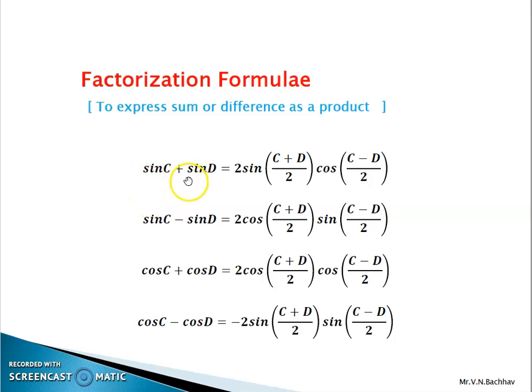First formula is sin c plus sin d is equal to 2 times sin (c plus d) by 2 cos (c minus d) by 2. Sin c minus sin d is equal to 2 times cos (c plus d) by 2 sin (c minus d) by 2. Cos c plus cos d is equal to 2 times cos (c plus d) by 2 cos (c minus d) by 2. Cos c minus cos d is equal to 2 times sin (c plus d) by 2 sin (c minus d) divided by 2.